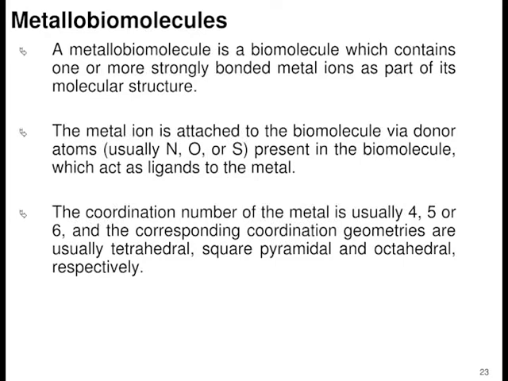Metallobiomolecules. Metallo means it contains the metal. Biomolecules can be proteins, macrocyclics, or nucleic acids. That's why they use the word biomolecules, covering protein, carbohydrate, lipids, and nucleic acid. A metallobiomolecule contains one or more strongly bonded metal ions as part of its molecular structure. This is important now: the metal ion is held in place at the active site by amino acids that contain either nitrogen, oxygen, or sulfur donor atoms.